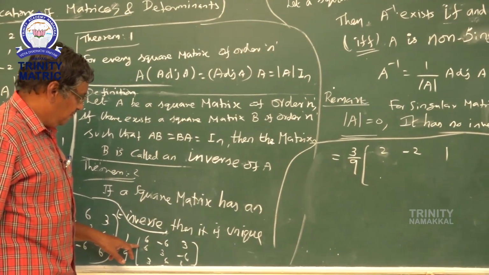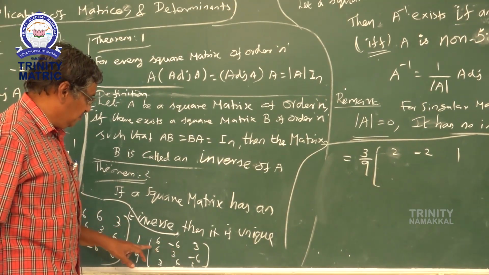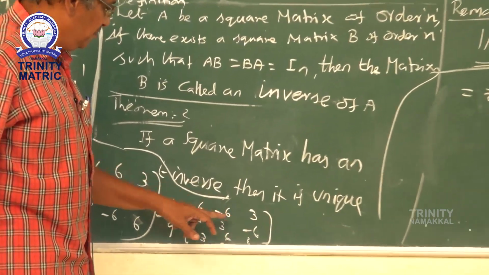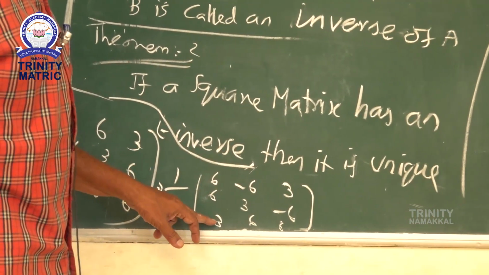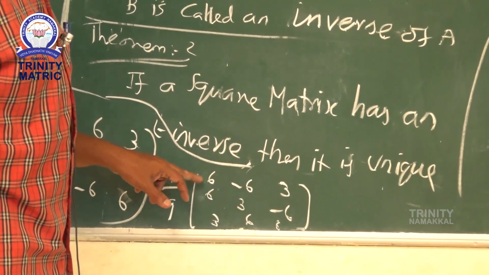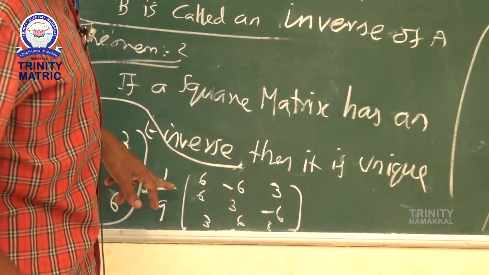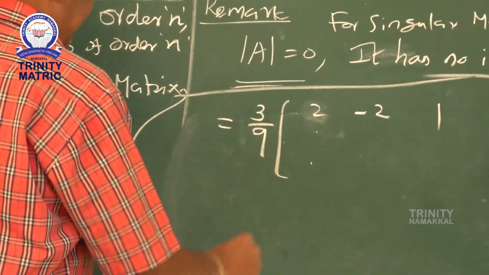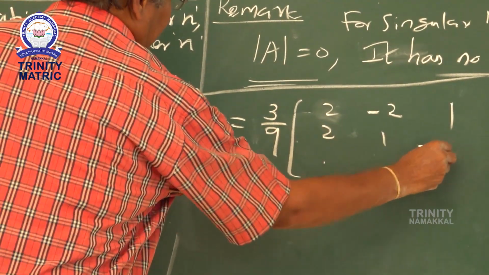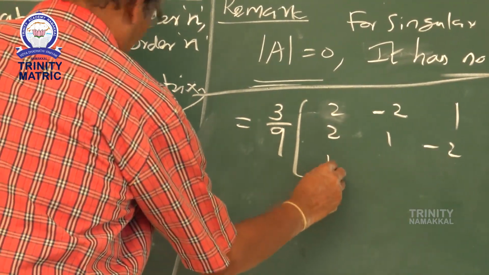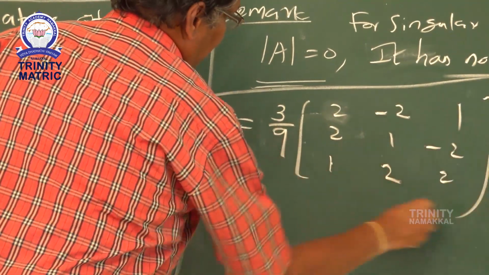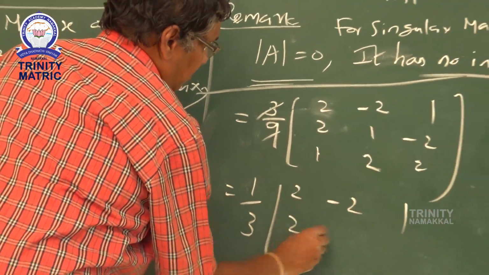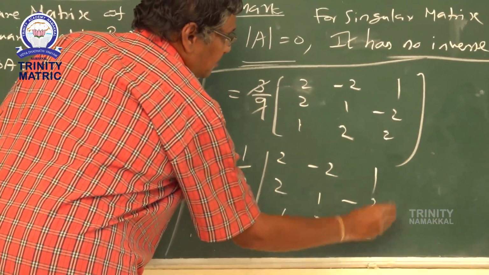All are multiples of 3. So I am taking 3 out from the first row, second row, third row, and every column, rows and columns. When you take 3 outside, what will become? 2, minus 2, 1; that is 2, 1, minus 2; this one is 1, 2, 2. So if we simplify that, we get 1 by 3 into 2, minus 2, 1; 2, 1, minus 2; 1, 2, 2. That's all.